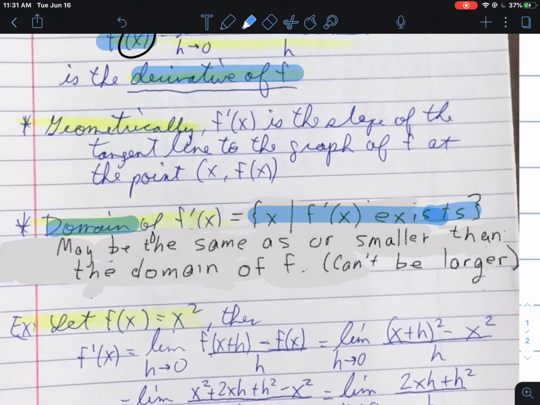All right. So the domains could be the same. The derivative could have a smaller domain. Definitely the derivative cannot have a larger domain than the original function.